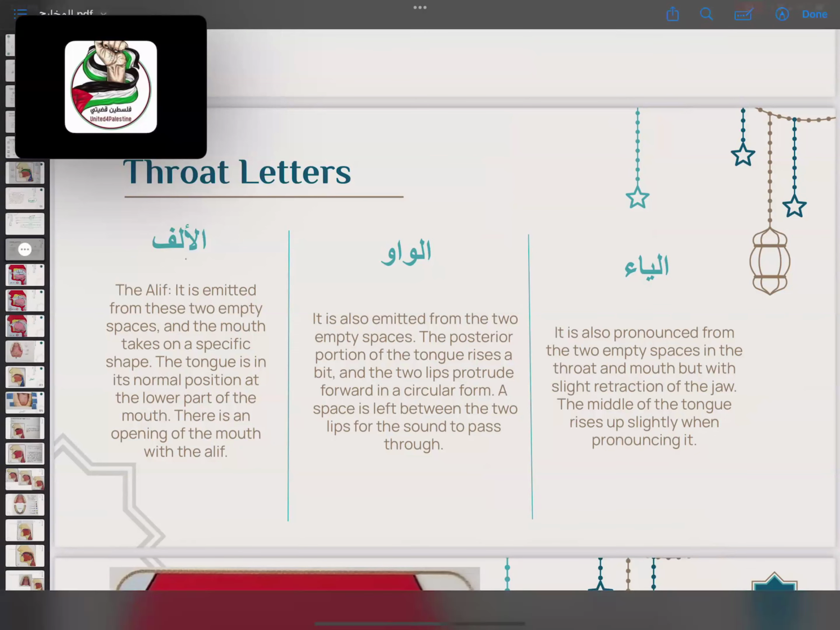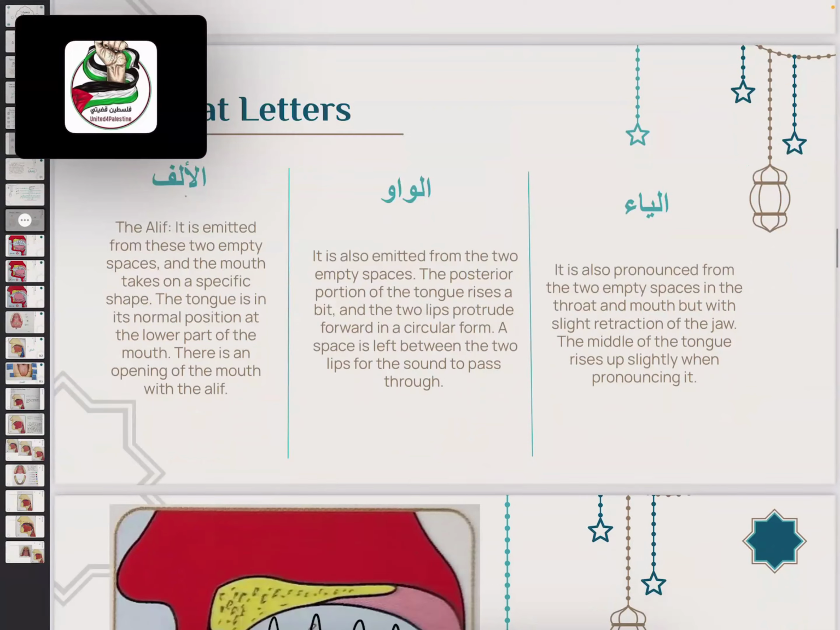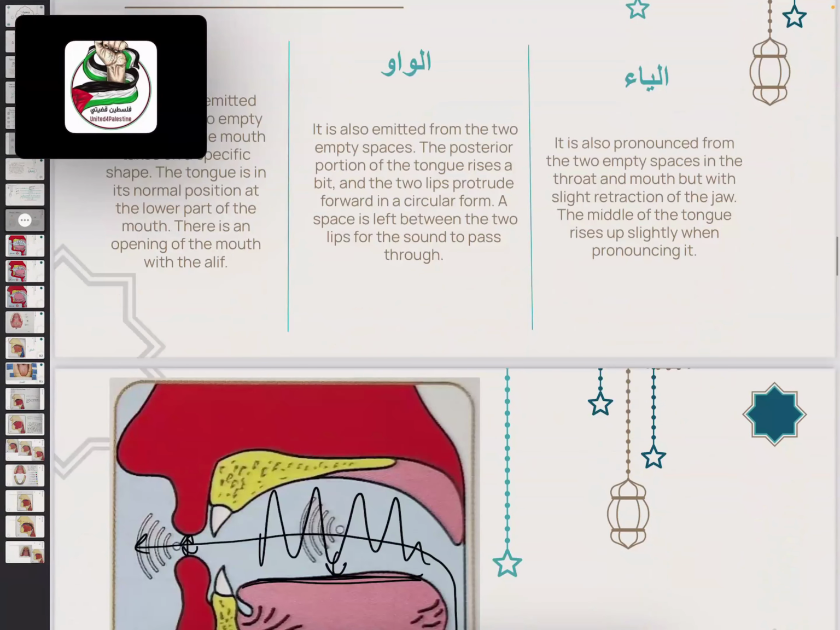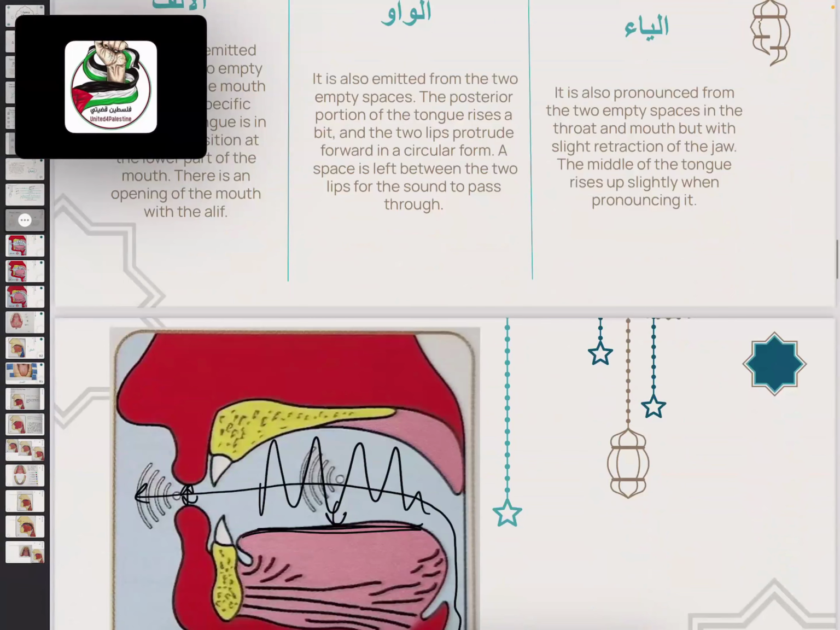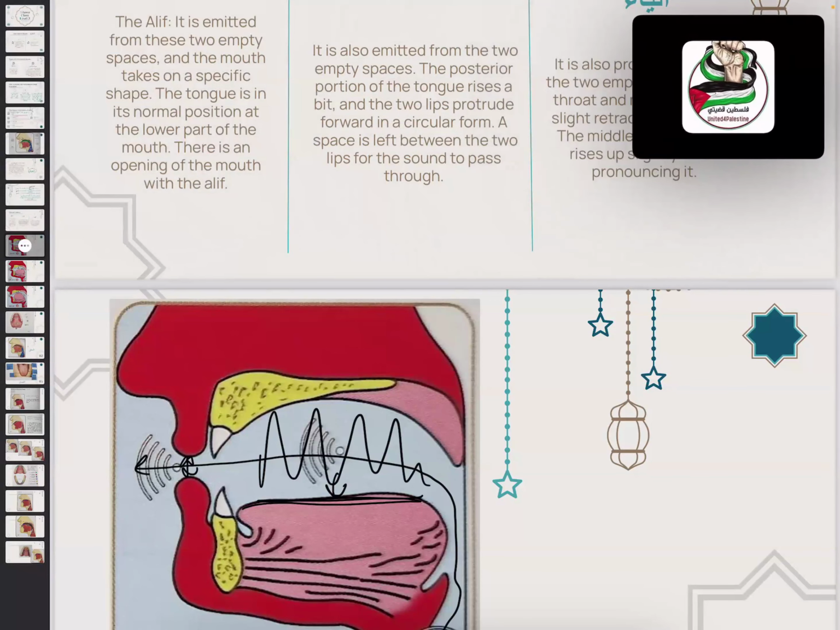The alif, it is emitted from this 2 empty space, and the mouth takes on a specified shape. The tongue is in it is normal mad.